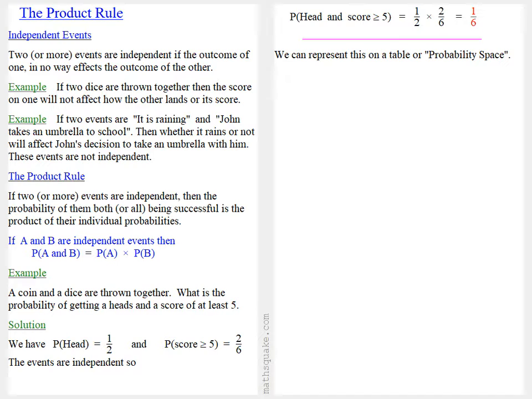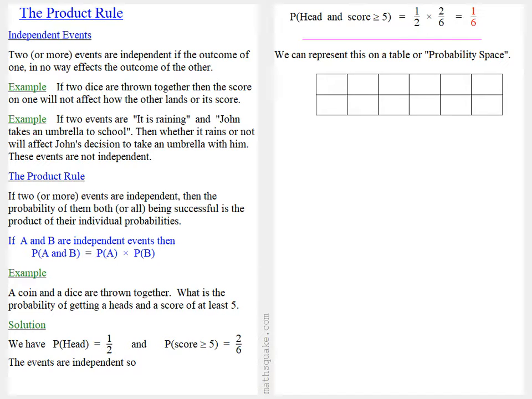We can represent this on a table or probability space. To the left of the table we've got the coin, and that has two possible outcomes, heads or tails. At the bottom of the table we've got the dice, and that has 6 possible outcomes, 1, 2, 3, 4, 5 and 6. Now that means the top left-hand corner represents heads and a 1. The next one along is heads and a 2, heads and a 3 and so on, and the bottom row is tails and a 1, tails and a 2, tails and a 3 and so on.